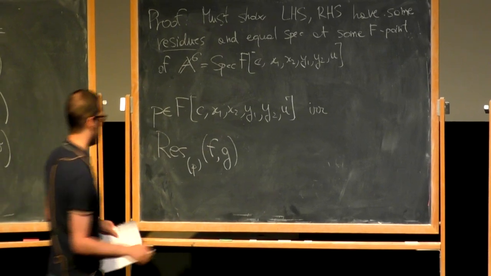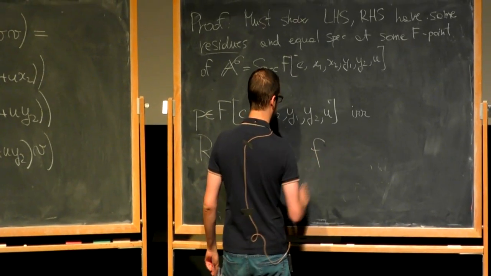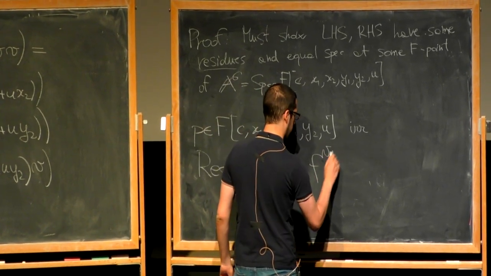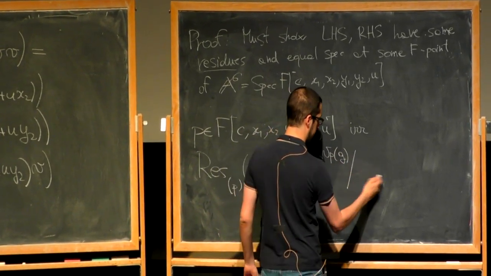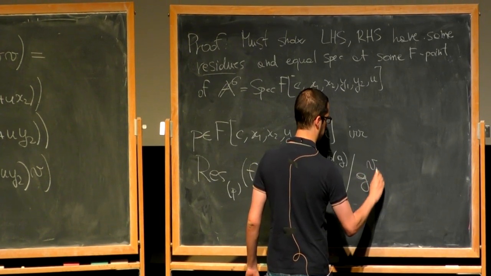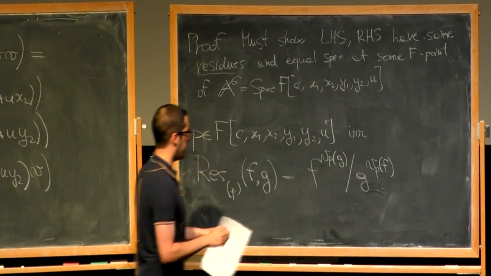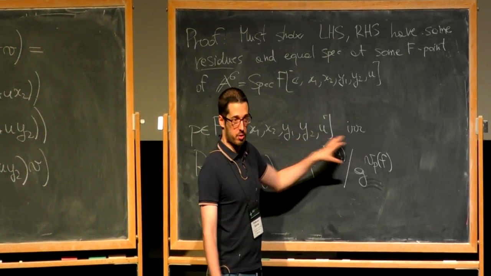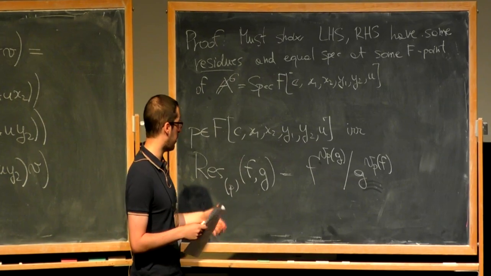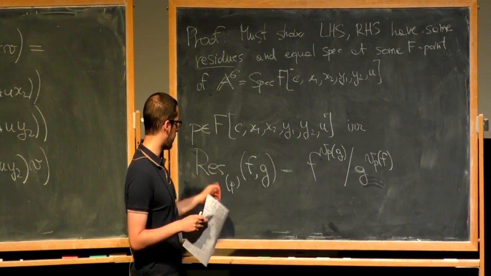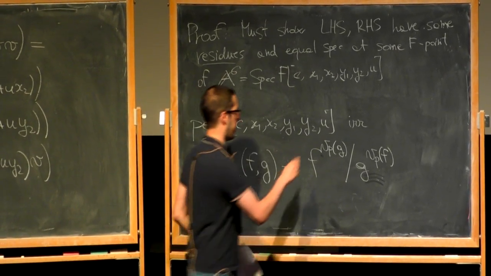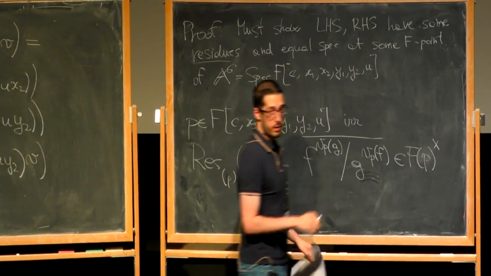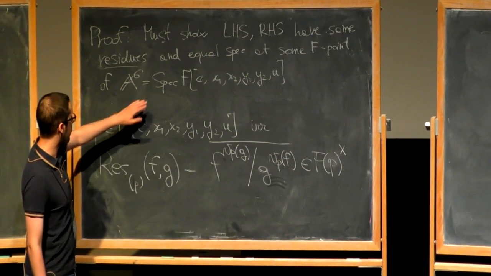Well, it's given by a very simple formula. You take f to the p-adic valuation of g, you divide by g to the p-adic valuation of f, and now the numerator and denominator have the same p-adic valuation, p has the same multiplicity, so this is a rational function which is defined and non-zero at p, so we can take the class in the residue field of p, so in the fraction field of this ring modulo p.